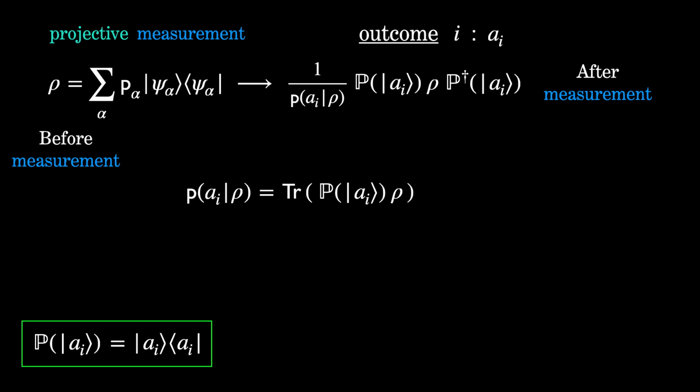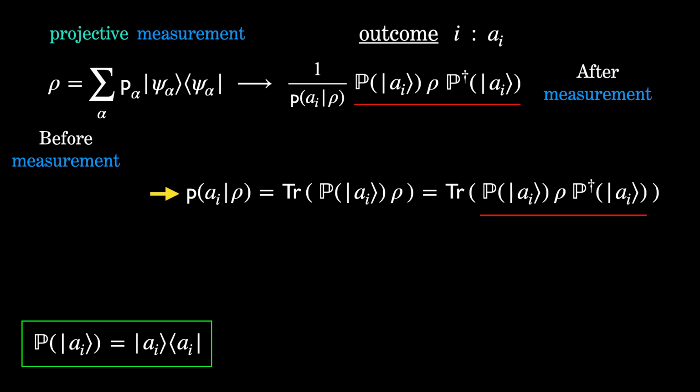Once again, using the definition of the projector and the cyclic property of the trace, this probability can be written as this. And we see that the argument of the trace is just the operator above. Therefore, we really have the right normalizing factor. The trace of the statistical operator after measurement is indeed equal to 1.